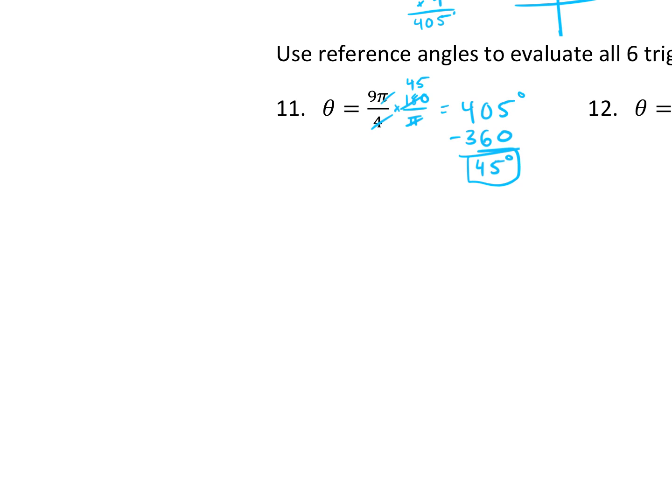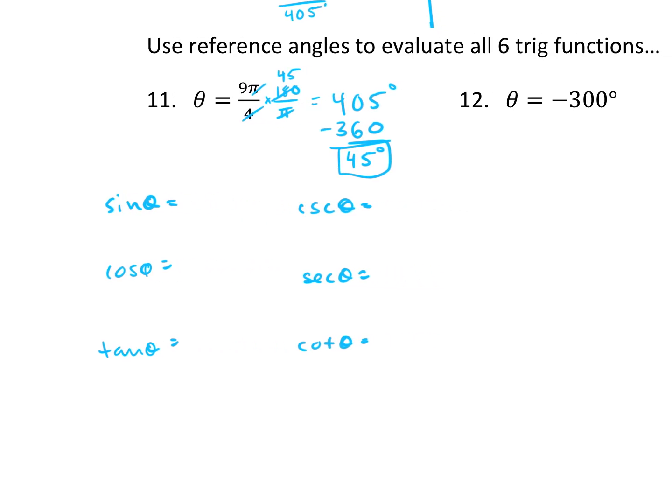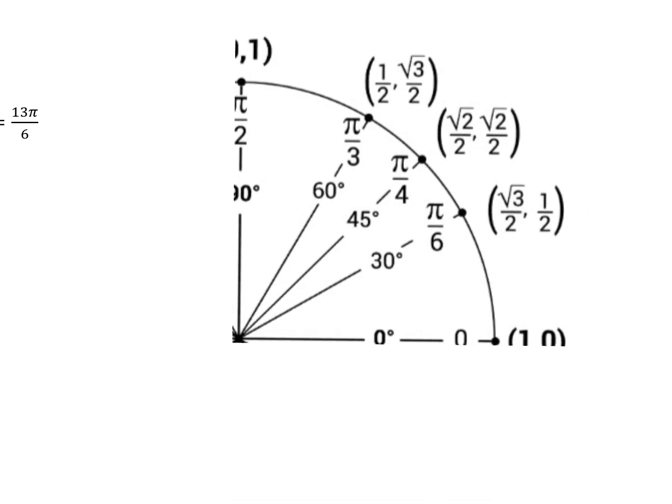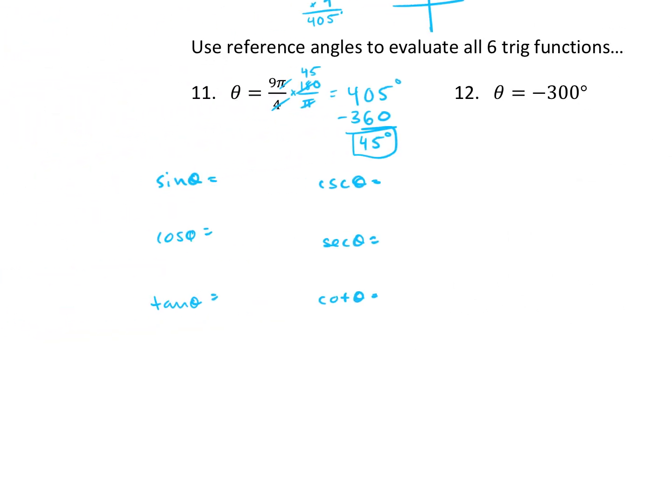So let's list our 6 trig functions. We've got sine, cosine, tangent, and our reciprocals, cosecant, secant, and cotangent. All right, so 45 degrees would be pi over 4, so we're looking here. So our point is going to be square root 2 over 2 and square root 2 over 2.